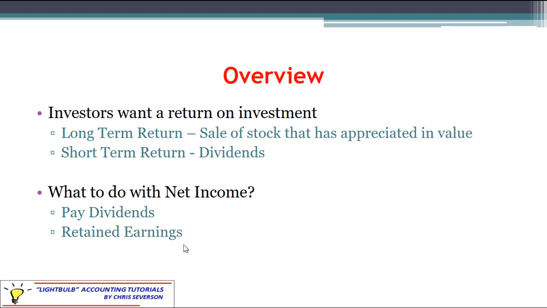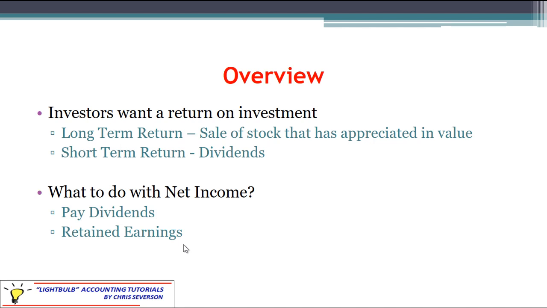So what does this mean for a company when they receive this net income? A company earns revenues, and if they have more revenues than they had expenses, they have net income. Now, they have a couple of choices on what to do with that net income. Theoretically, they could turn around and pay 100% of that net income right back to the investors in the form of a dividend. This would be a distributed earning.